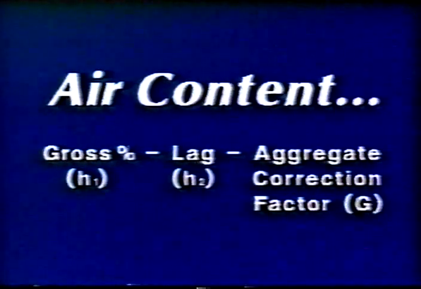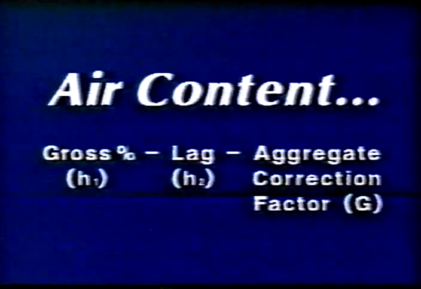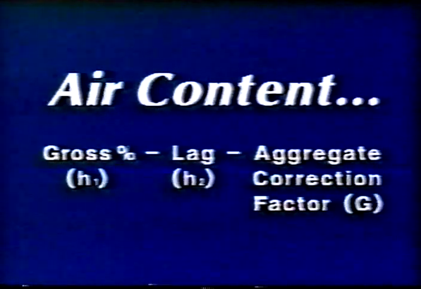The air content of the concrete is the gross percentage, H sub 1, minus the lag, H sub 2, minus an aggregate correction factor, G. Determination of the aggregate correction factor using both meters is covered in T152.